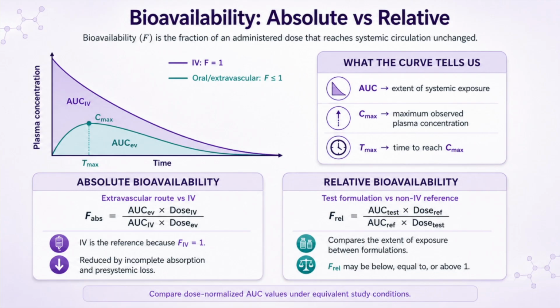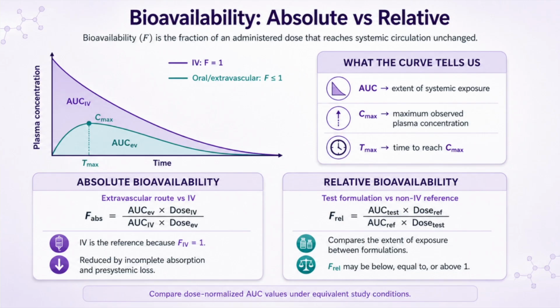Relative bioavailability compares one non-IV test formulation with another non-IV reference formulation. Relative F equals the test AUC multiplied by the reference dose, divided by the reference AUC multiplied by the test dose. Because this is a relative comparison, the result may be below, equal to, or above 1.